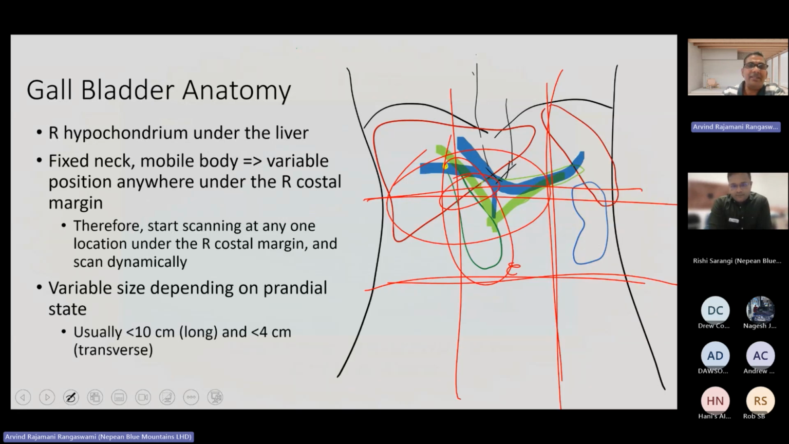Because it's a mobile body. It has a fixed neck, which is attached somewhere in the region of the porta hepatis. And then the actual body of the gallbladder is mobile. Depending on whether it is empty or full, it's going to be affected variably by gravity. And therefore, the position can be anywhere under the right costal margin. So it could be anywhere along here.